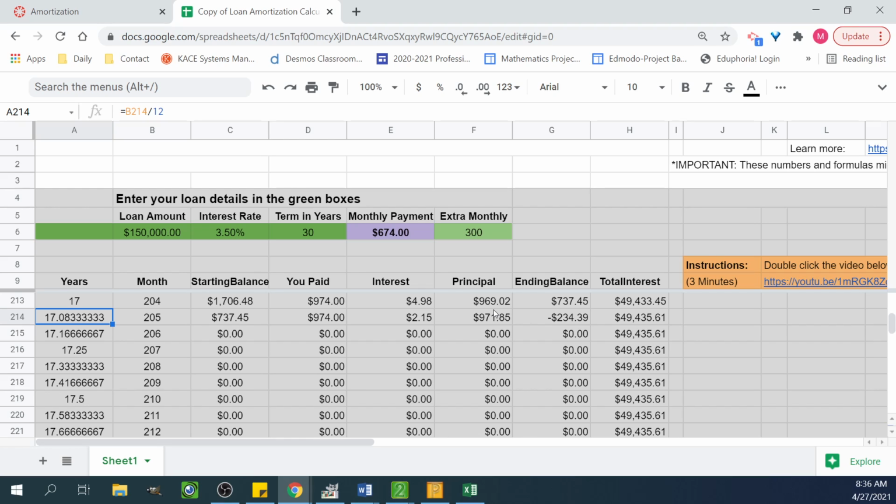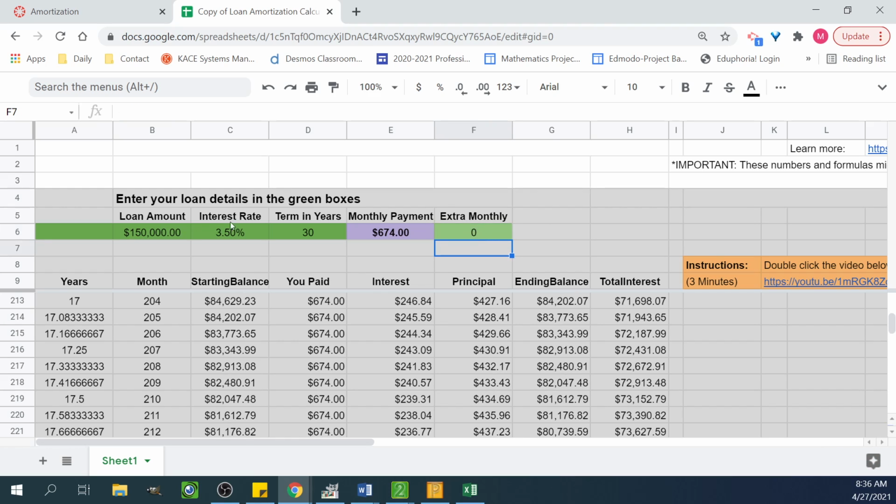So we want to play with this a little bit. I gave you an assignment on it, but really my goal is that you play with it. Now let's see what happens. Let's take away that monthly extra. Let's see what happens if we change the interest rate. 3.5 is the average for the last 2 years, which is why I picked 3.5.